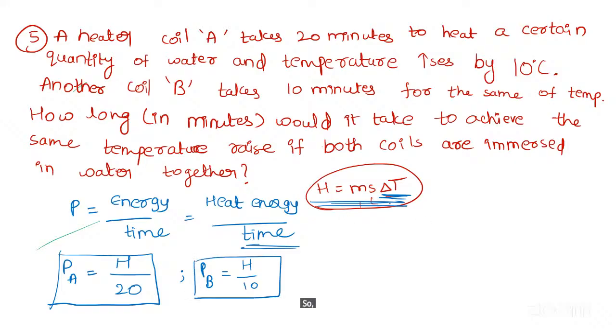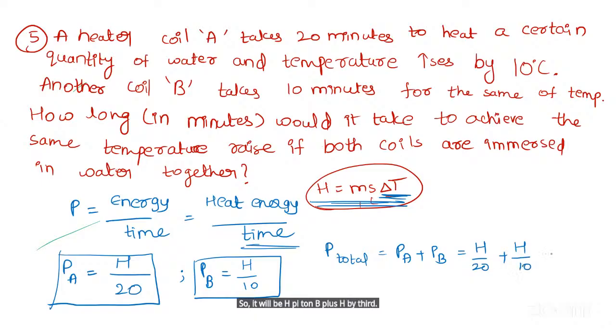So, what they have asked us is how long it takes. We are keeping two coils in the same water now. So what will be the total power now? It will be PA plus PB. So it will be H by 20 plus H by 10. As a result, we'll be getting 3H by 20.